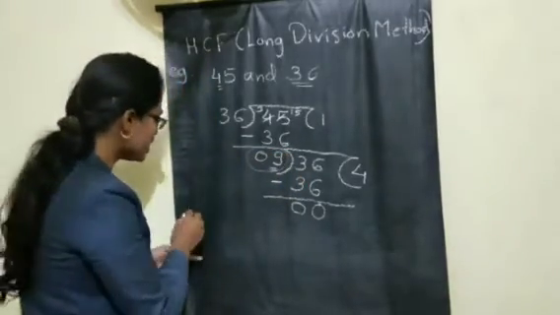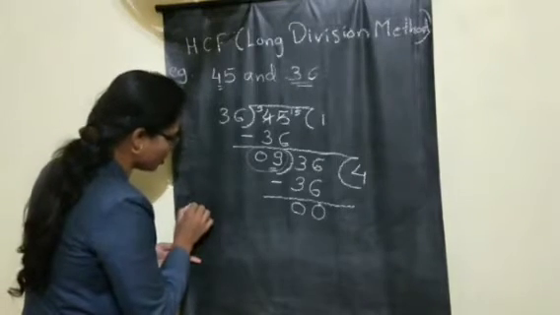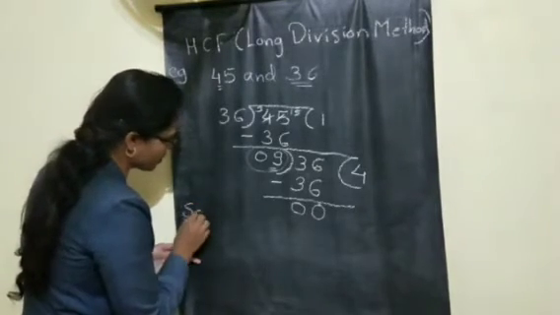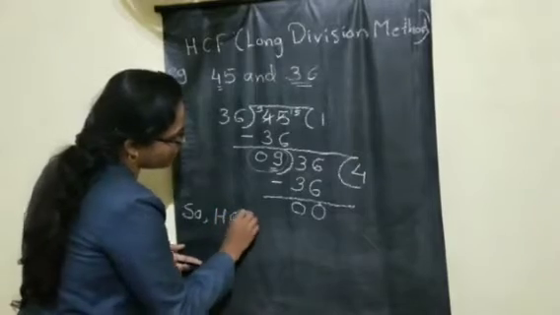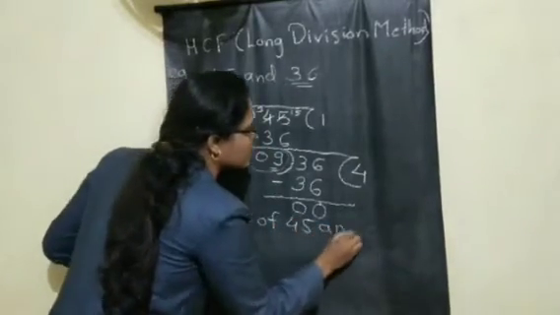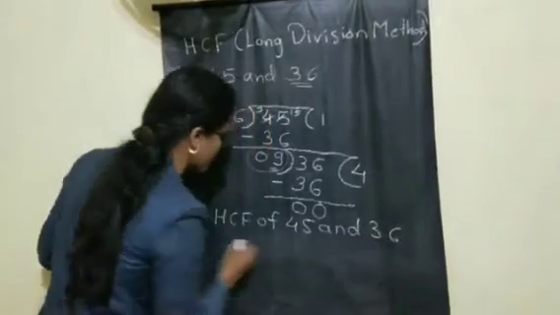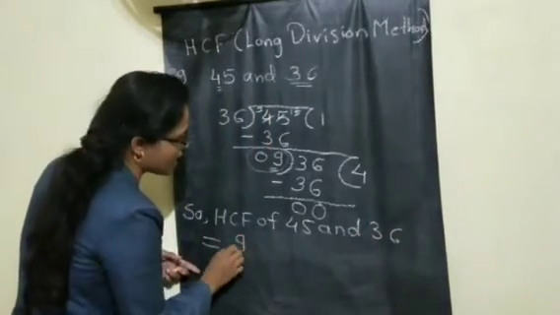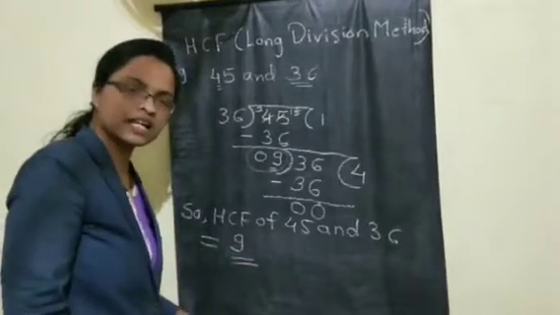So what do we have to write? Therefore, or you can write so, HCF of 45 and 36 is 9. What is the HCF? 9.